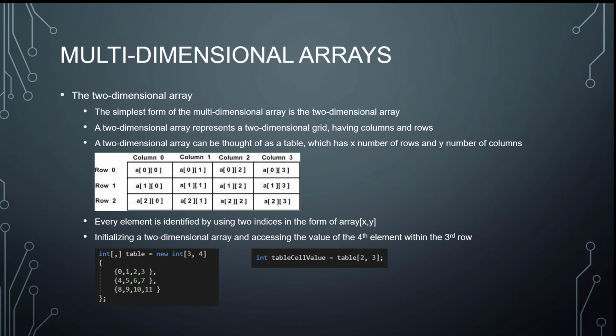Now there are also three-dimensional arrays and four-dimensional arrays. The concept remains the same. We're just going to go over two-dimensional arrays right now. A two-dimensional array represents a two-dimensional grid having columns and rows. It can be thought of as a table which has X number of rows and Y number of columns.